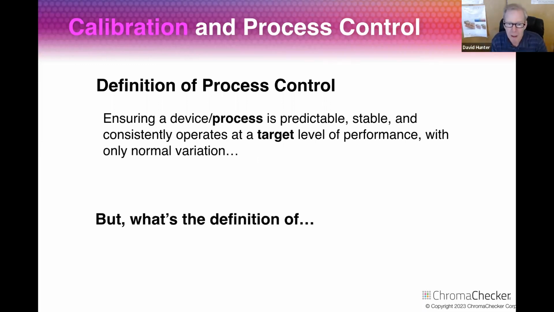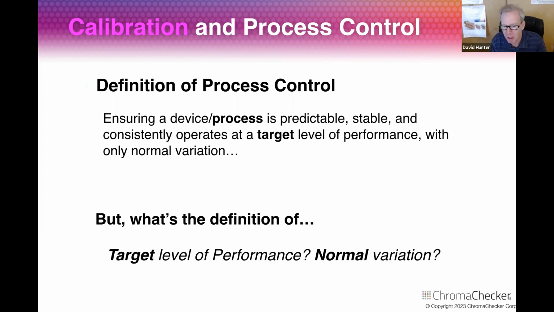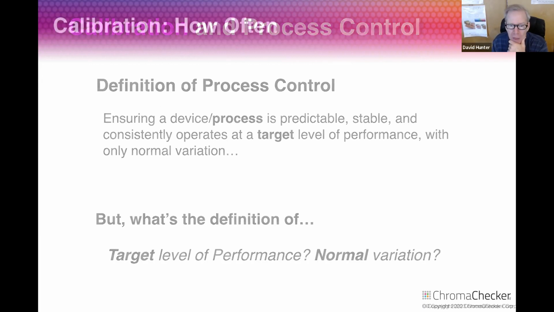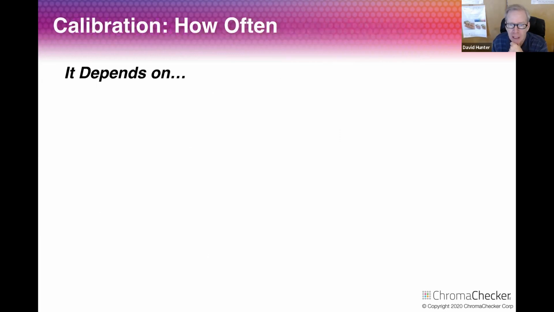So this is where the definition of target level of performance and normal variation, people get lost here because they're like, well, how do I define the target level of performance? How do I measure what normal variation is? That's what this session's all about. So with that, how often should you calibrate?